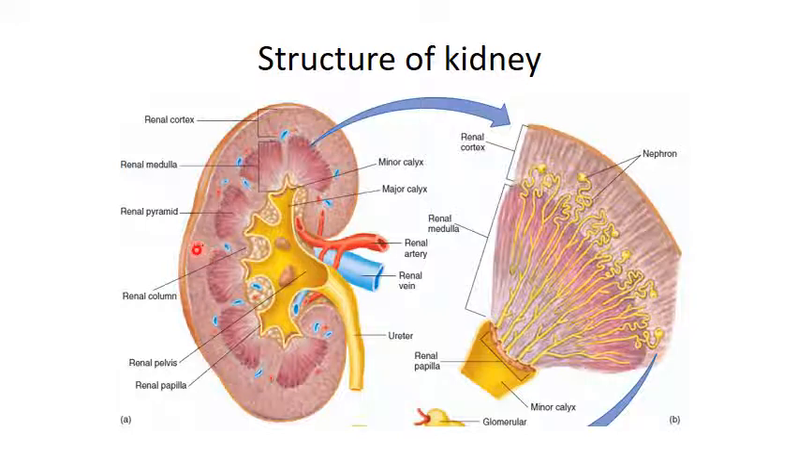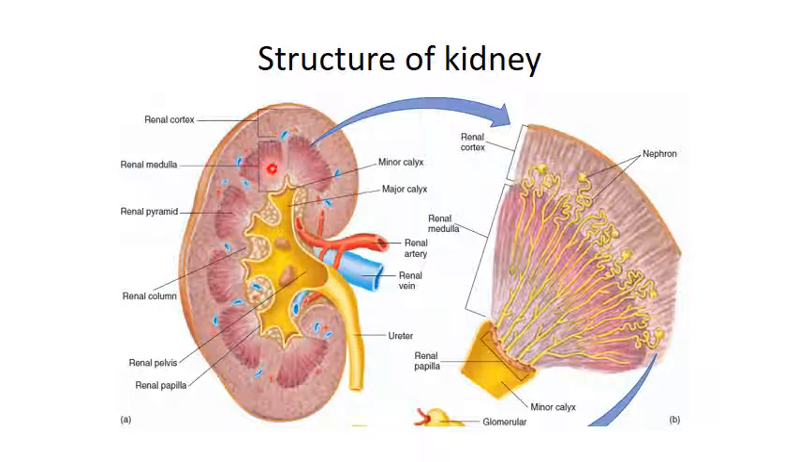The kidney mass is divided in two regions, an outer region or renal cortex and an inner region or renal medulla. Renal cortex is granular and reddish brown in color. Its granular appearance is because of the presence of renal corpuscles that are having glomerular capillaries, a tuft of glomerular capillaries surrounded by the Bowman's capsule, which is giving it the granular appearance.